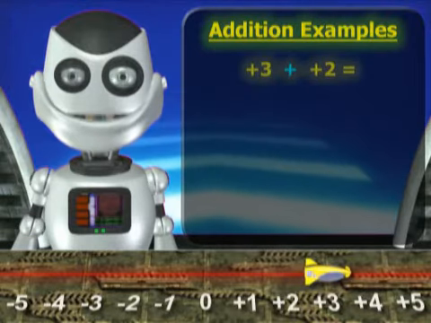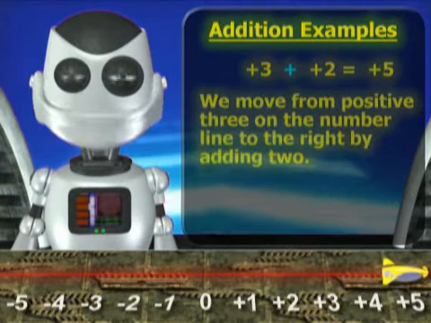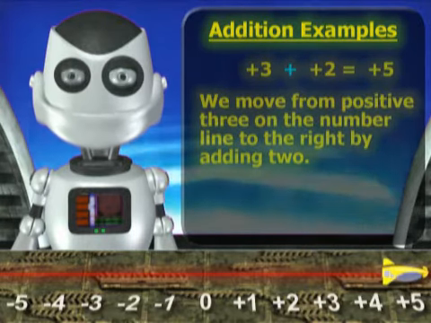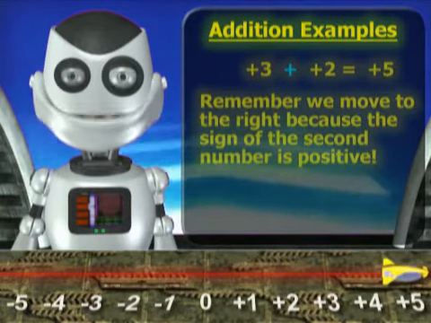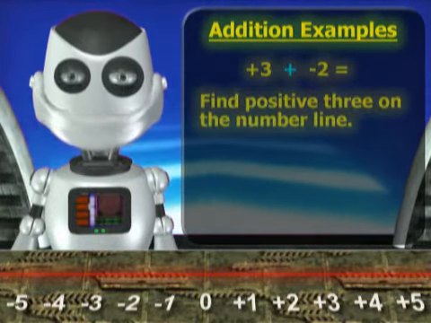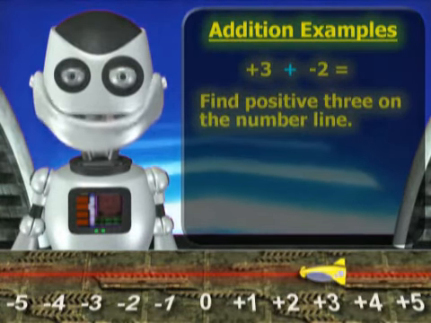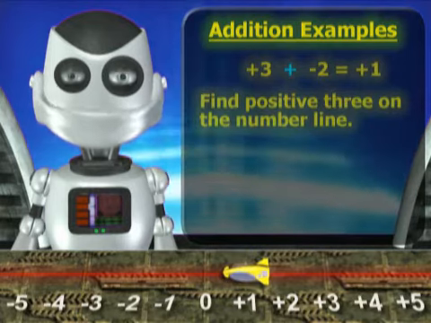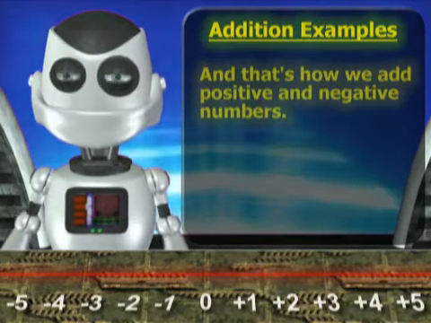+3 plus +2 equals +5. We move from +3 on the number line to the right by adding 2. Remember, we move to the right because the sign of the second number is positive. Find +3 on the number line. We move from +3 to the left, counting 2 positions. And our answer is 1. And that's how we add positive and negative numbers.